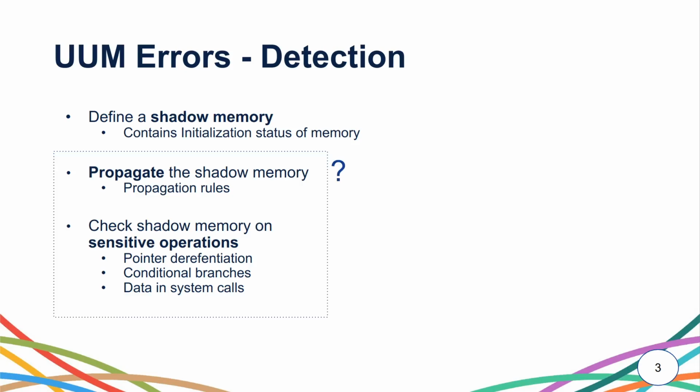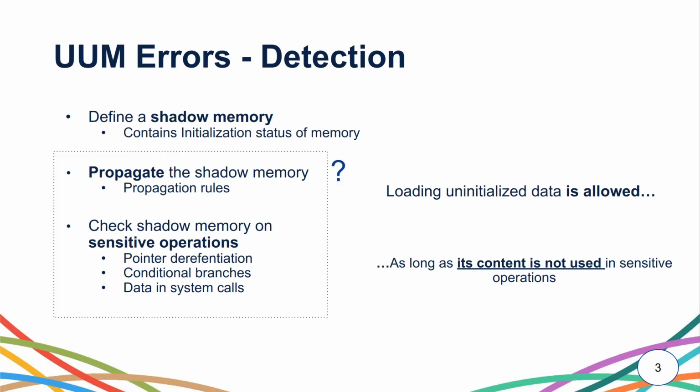Now, why do we need these last two steps? Why do we need to defer UUM error detection to sensitive operations? Can't we just raise an error if we are loading uninitialized memory? Well, unfortunately, loading uninitialized data is allowed as long as its content is not used in sensitive operations.